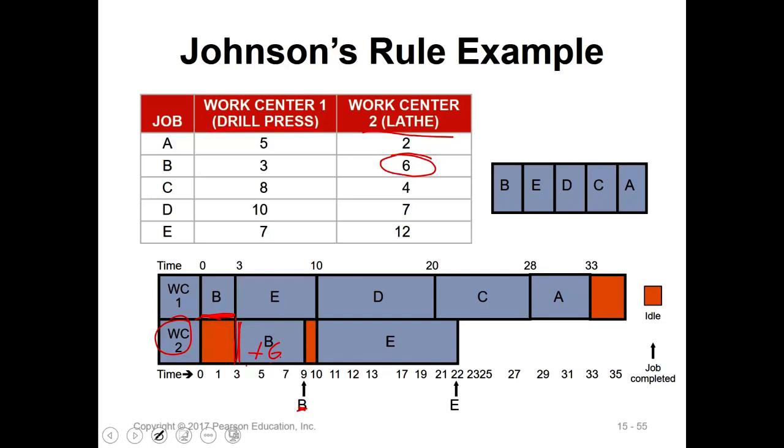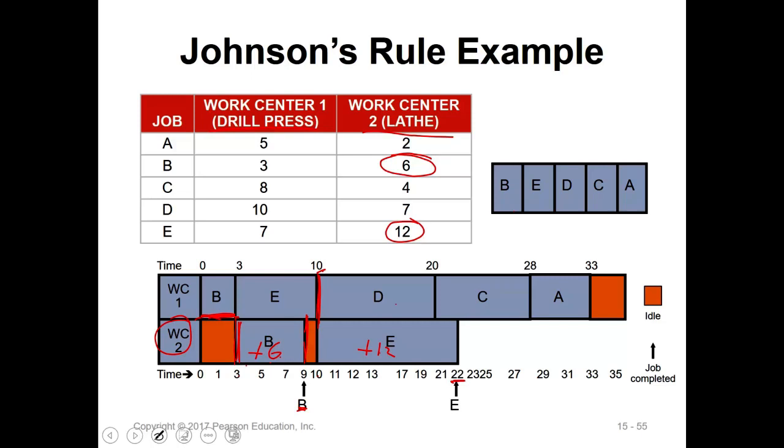And then let's look at the sequence. After B should be E. But I cannot start E at 9, because E has not been finished at work center 1 yet. You have to wait 1 time unit. So wait until E is done at work center 1. So start at 10, and E is 12, so plus 12. Now it's 10 plus 12 equals 22. Okay, here, E finishes.